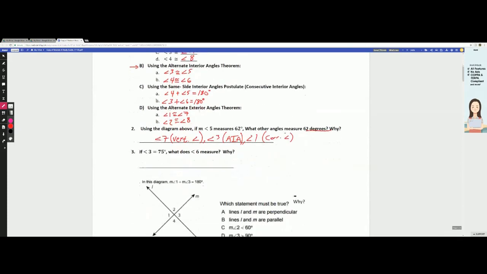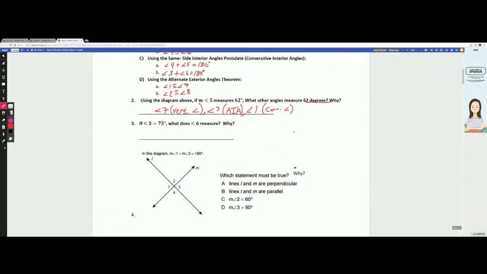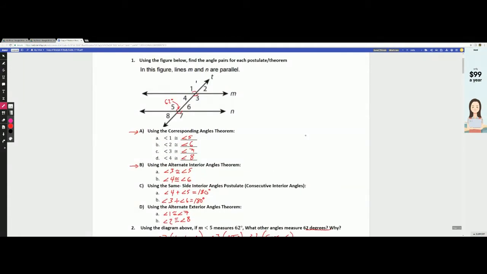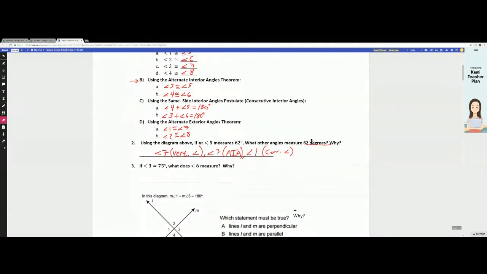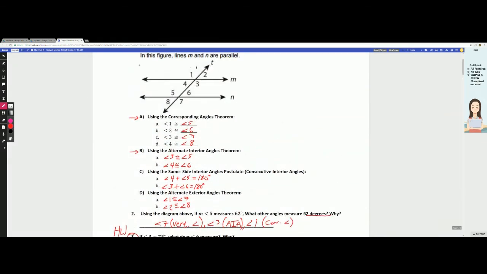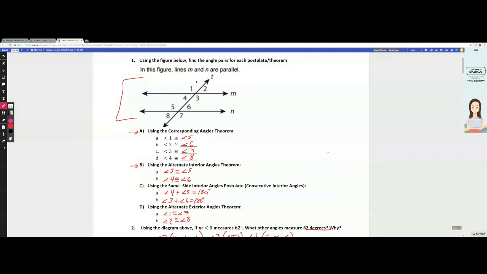All right, number 3. It looks like we're using the same diagram, the same picture. So I'll tell you what, I want you guys to test yourself. Number 3 is definitely for you for homework. Same process as number 2, and again, you're using this diagram.